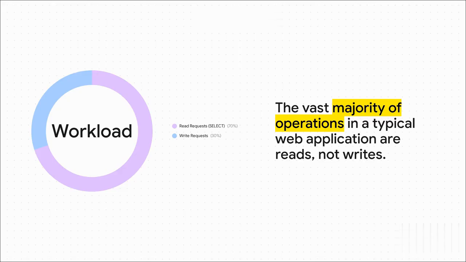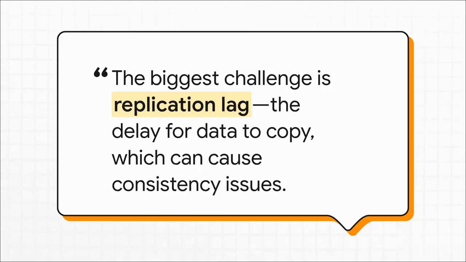So by creating these copies of the database that only handle the read requests, the looking at stuff, we can offload, get this, like 70% of the entire workload. That gives our main database some serious breathing room. But of course, there's always a catch, isn't there?